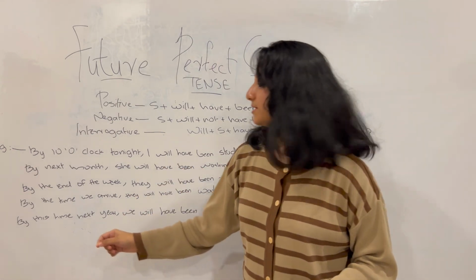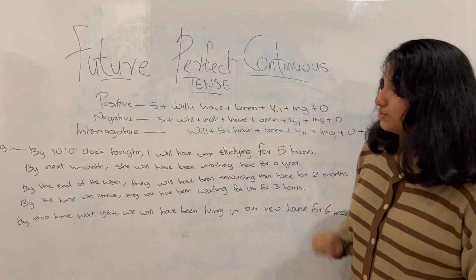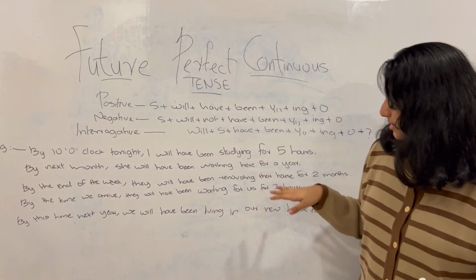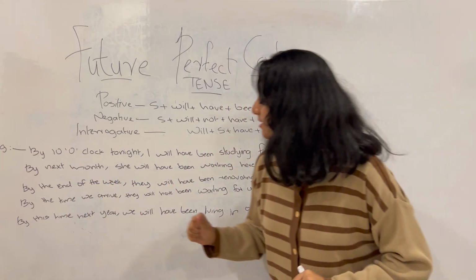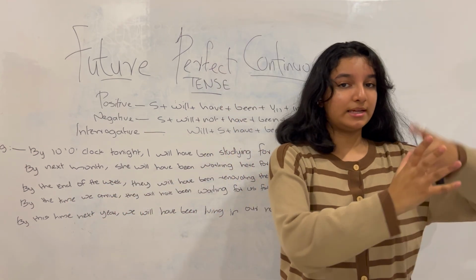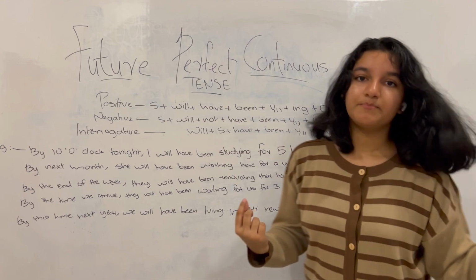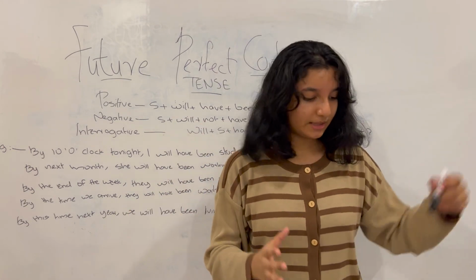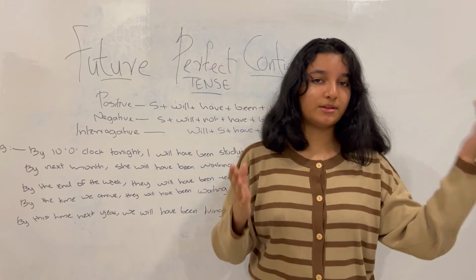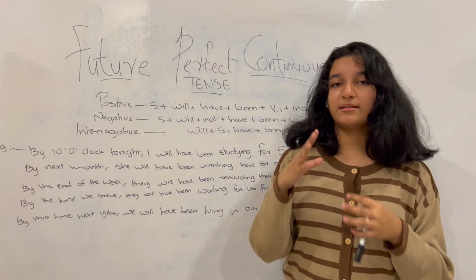Now, another example we can see here is, by the end of the week, they will have been renovating the house for 2 months. Now, we can also see here there is an action and a point, 2 points. So you can see by the end of the week, there is a time there. Now, the house is being renovated, and by the end of the week, that renovation will have ended, and the time period from the start of the renovation to the end of the week would have been 2 months. That's what the example is saying.